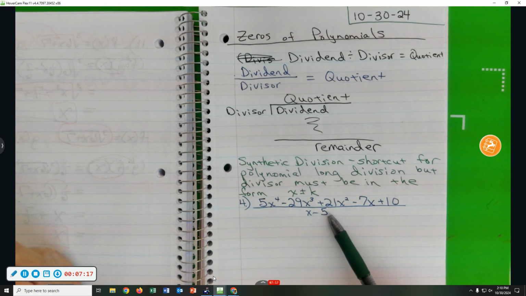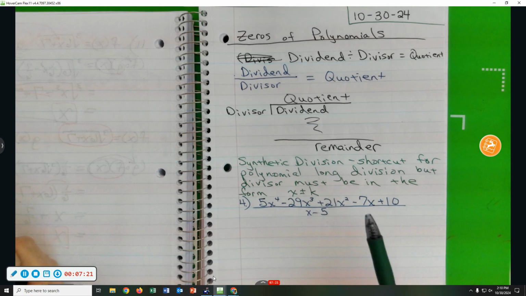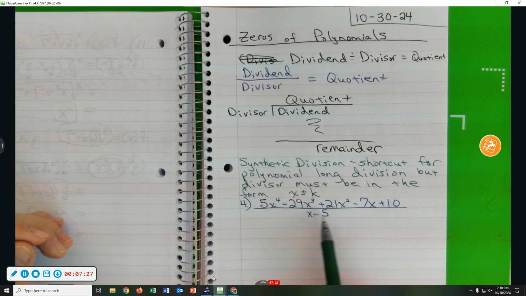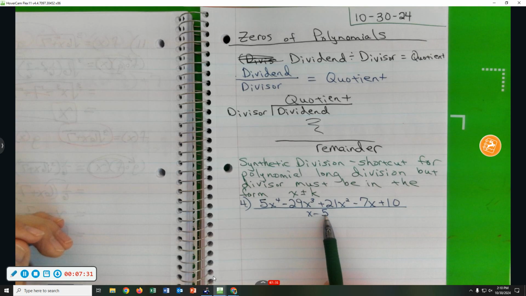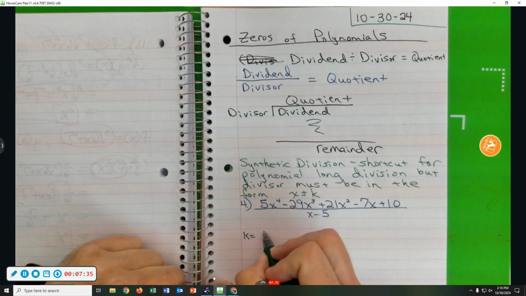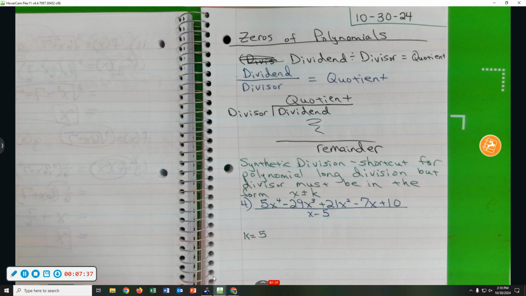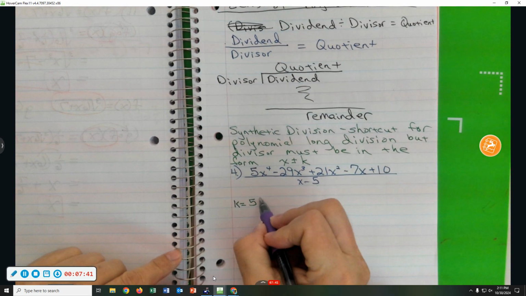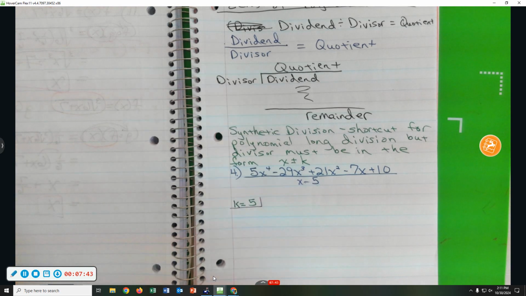I look here and I notice my divisor is in the correct form. So what I do is I determine something I call the k value. The k value is exactly the opposite of the number you see in the divisor. I see a minus 5 there, so the k value is a positive 5. Now put a little hook there.